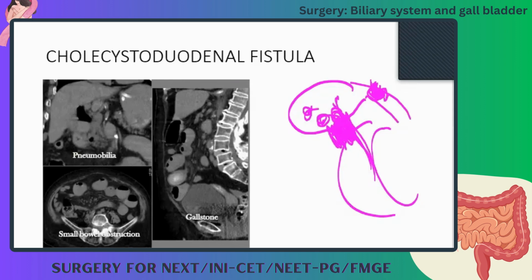So we see what is known as small bowel obstruction. Because of stones, there may be obstruction. There may be gallstone ileus, and there may be pneumobilia. There will be gas in the biliary tract because the duodenal contents will go into the biliary system. Normally there will be no gas, but here there will be. This is a triad again: pneumobilia, small bowel obstruction, and gallstone ileus. This is the classical picture of cholecystoduodenal fistula.